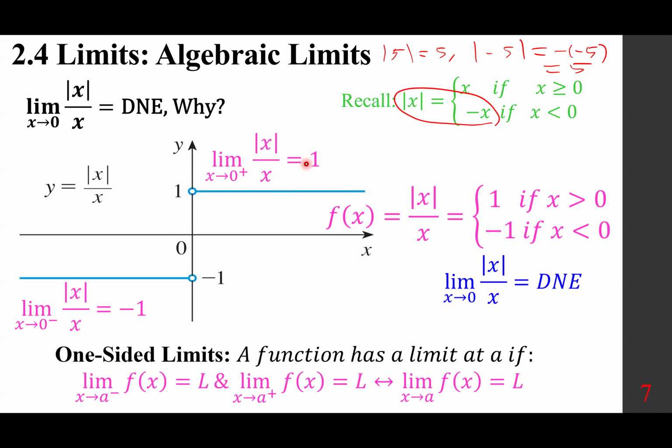Therefore, the limit of absolute value of x over x as x approaches 0 does not exist, because one-sided limits are not identical according to this. If the limit of f of x as x approaches a from the left and right are identical, the limit of f of x as x approaches a does exist, and it's equal to L. In this case, they have two different answers. The limit does not exist.